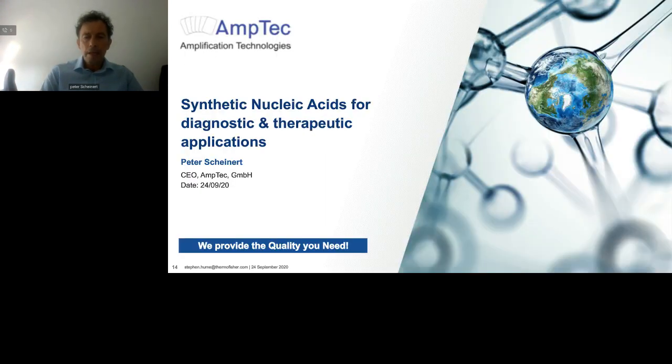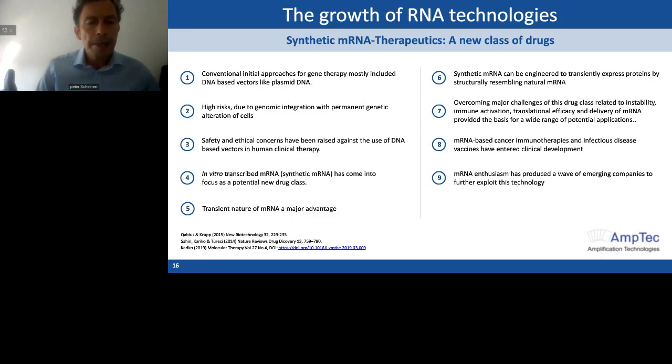The question right now is why are synthetic mRNAs so exciting at all? In former years we had initial approaches for genome therapies mainly based on vectors, plasmid DNA, and so on. And all of these therapies have at least a risk, even a high risk, due to genomic integration with permanent genetic alteration of cells. And this is definitely something which has created safety and ethical concerns against use of DNA.